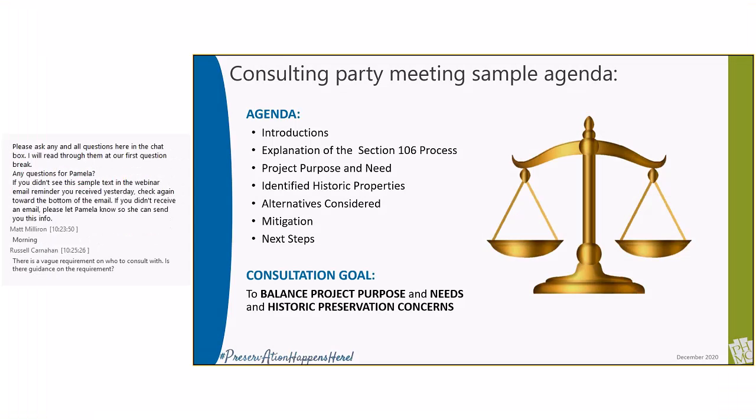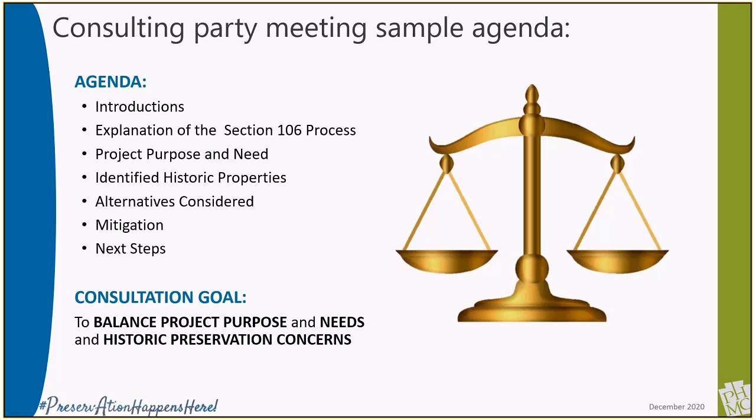For convenience, and certainly in our pandemic times, phone conference calls or Skype or Zoom meetings are a convenient way to conduct a consultation party meeting. Here is a sample agenda for a consulting party meeting. The federal agency conducts the meeting. Introduce all consulting party members. The SHPO or the federal agency can explain the Section 106 consultation process if those participating are not familiar.